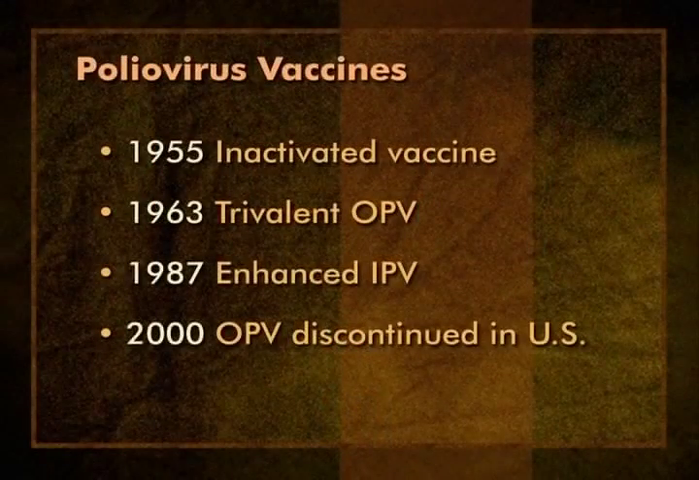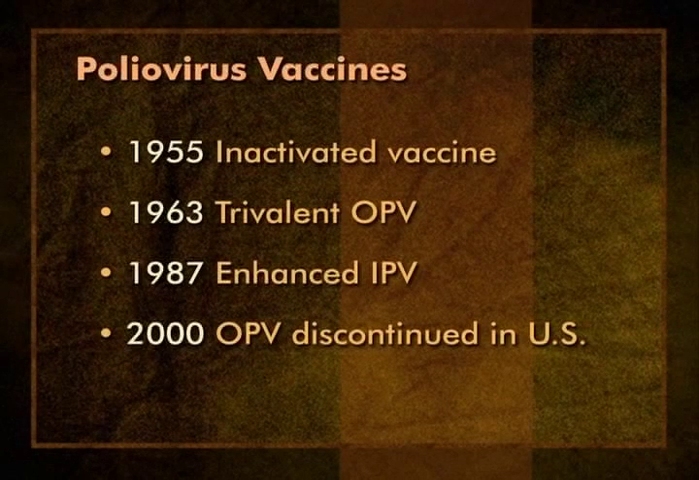The first polio vaccine, the inactivated vaccine developed by Jonas Salk, was licensed in 1955, and the demand for it was enormous. Millions of doses of Salk vaccine were administered in the late 1950s. Trivalent oral polio vaccine was licensed in 1963. OPV rapidly became the polio vaccine of choice.